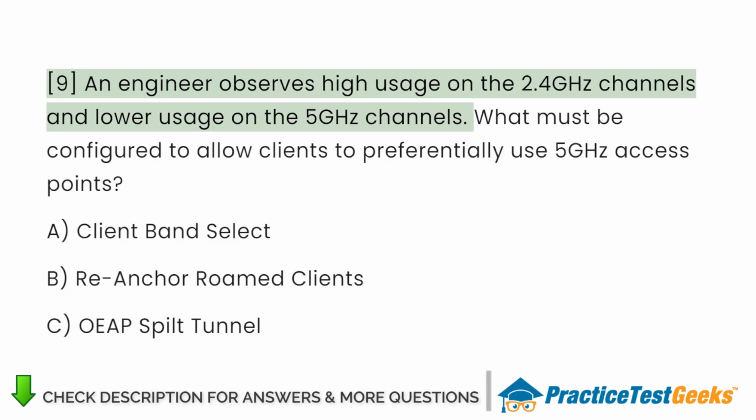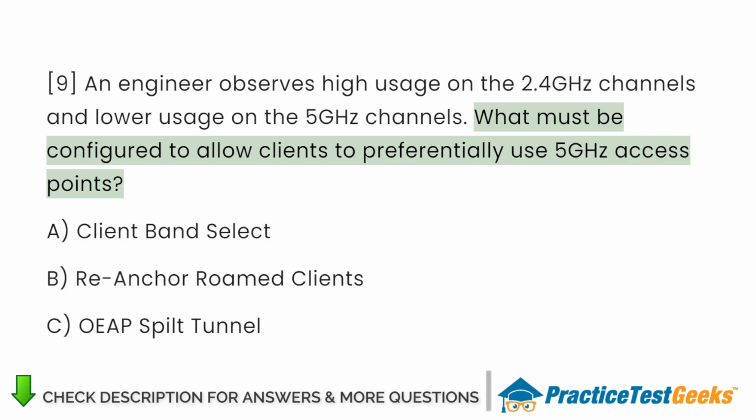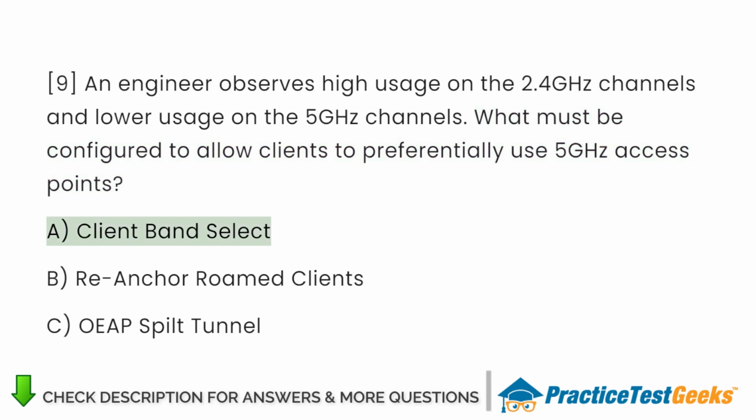An engineer observes high usage on the 2.4 GHz channels and lower usage on the 5 GHz channels. What must be configured to allow clients to preferentially use 5 GHz access points? A. Client band select. B. Re-anchor roamed clients. C. OEAP split tunnel.